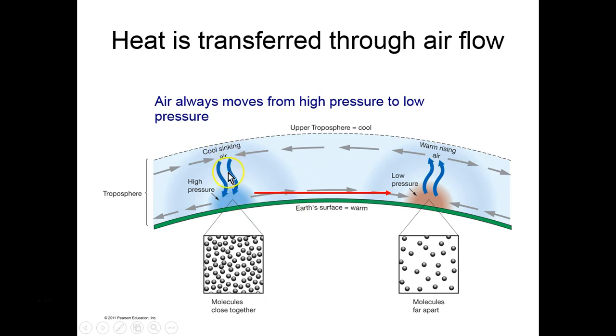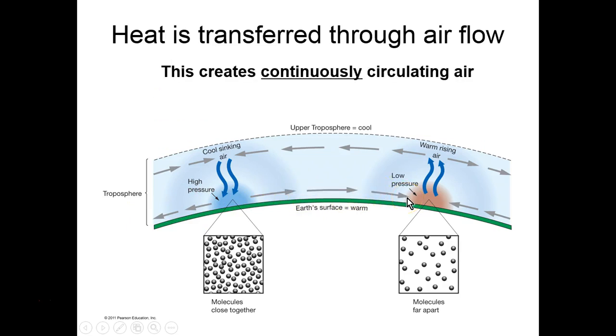So once this air sinks and gets onto the surface of the land and you have high pressure, it's going to move away from that area. It's going to spread out in both directions and move towards the low pressure. What this creates is continuously circulating air. Where it rises, it spreads out, it sinks, and it comes back down. You have a continuous cycle, a continuous circle, or a cell, if you will.